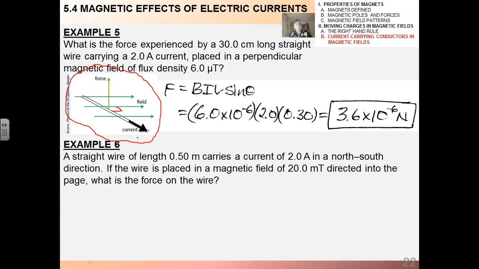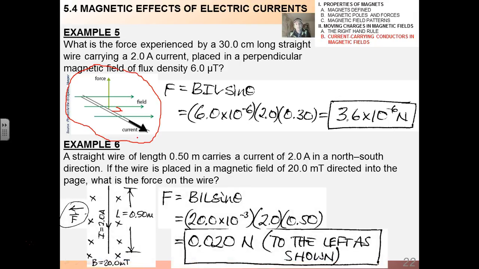A straight wire of length 0.5 meters carries a current of 2 amps in a north-south direction. If the wire is placed in a magnetic field of 20 microtesla directed into the page, what is the force on the wire? Again, very straightforward. It's better to draw a picture of this, north-south being up and down. It's actually a funny way to describe that problem. And I get 0.02 newtons to the left as shown. So again, V, B, good.